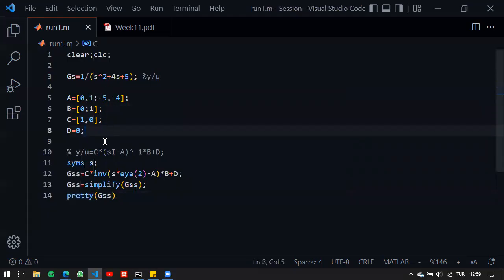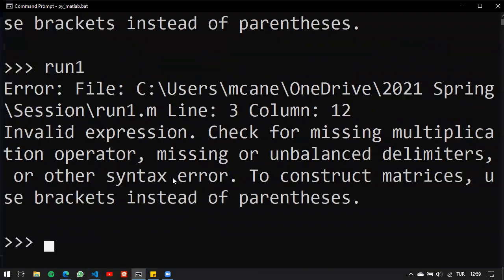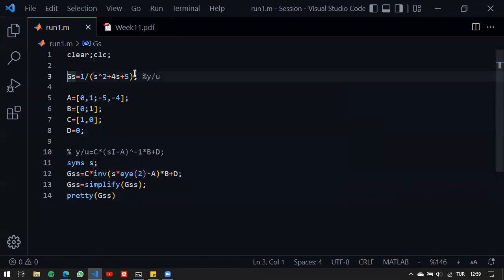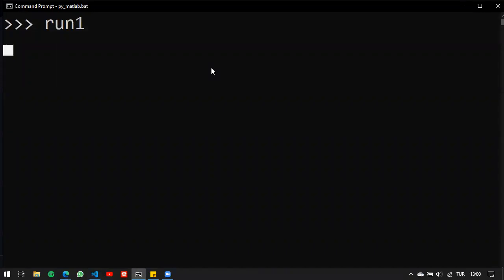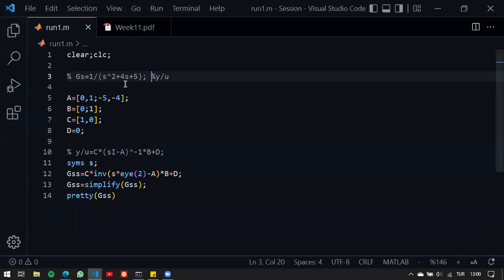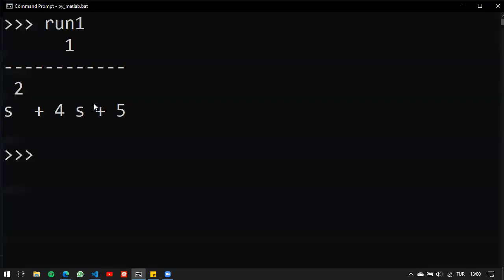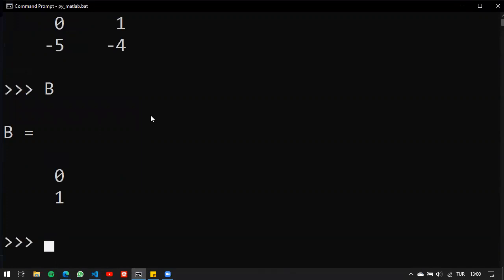Let's see. Line 3. Oh, of course. It's not really defined. Now we've chosen 1, 4, 5 as the coefficients, and you can see we've obtained them back. And A was this, B was this, C, and D.